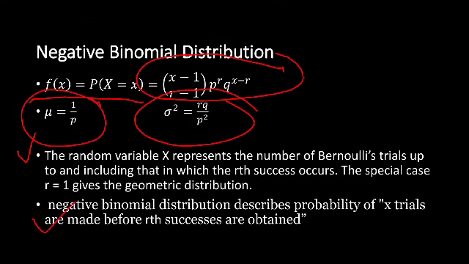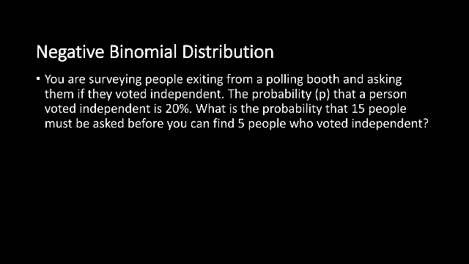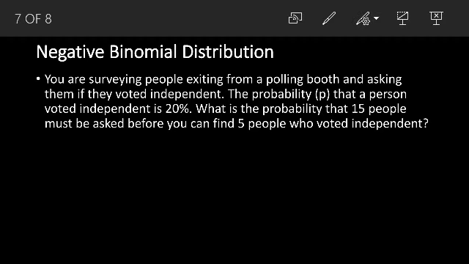Okay, so we are going to see some questions here. The first one here, we have, you are surveying people exiting from a polling booth and asking them if they voted independently. The probability p that a person voted independently is 20%. Okay, so that means your p is equal to 0.2. What is the probability that 15 people must be asked before you can find 5 people who voted independently?